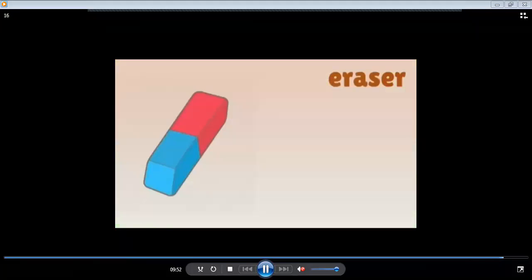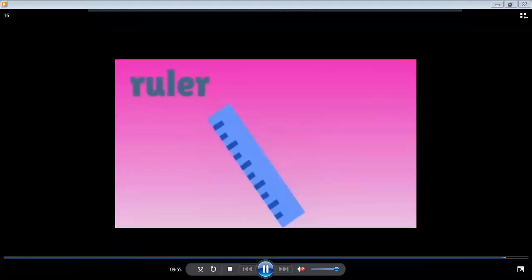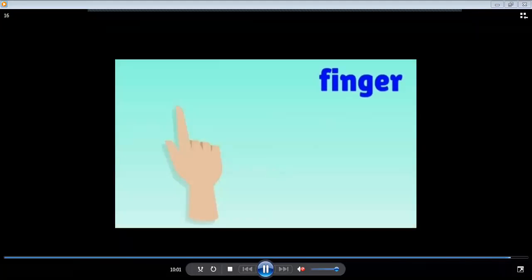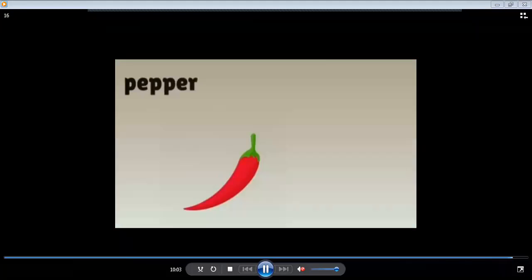Bigger. Paper, eraser, ruler, marker, finger, paper, cucumber.